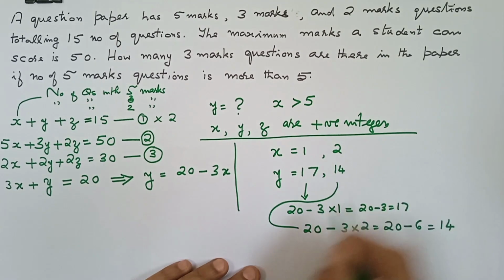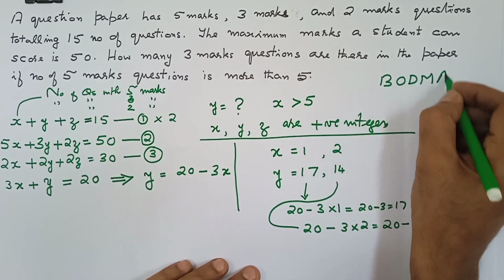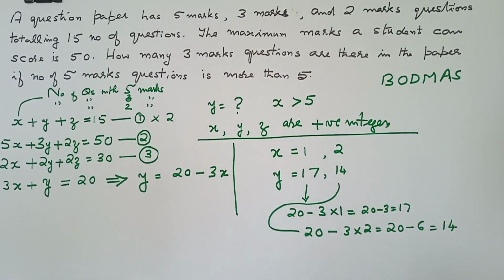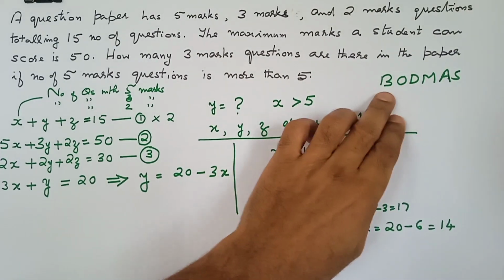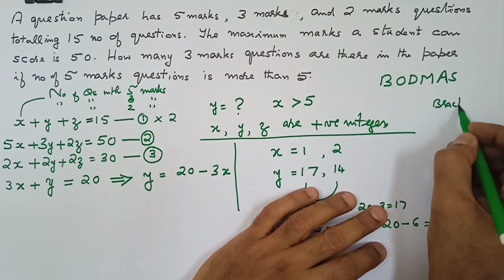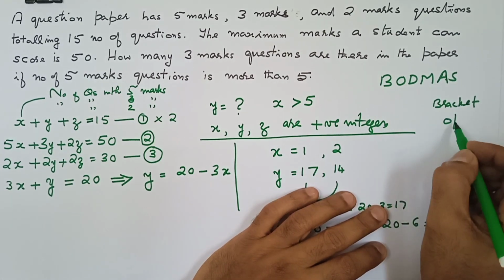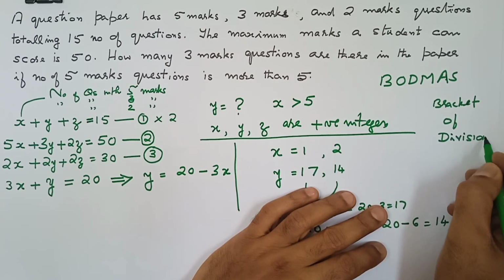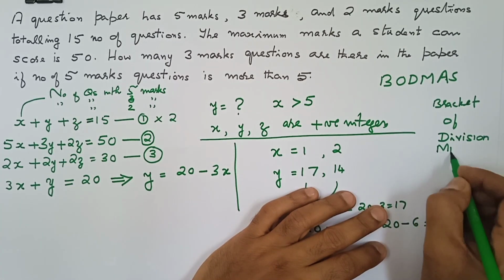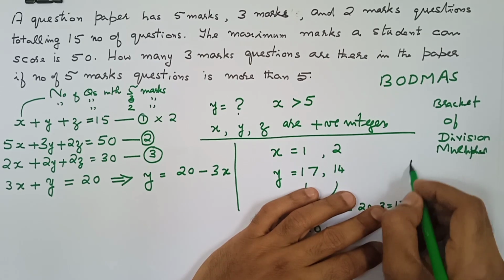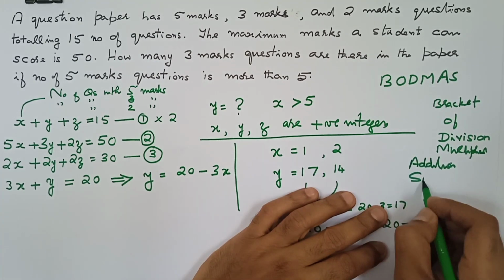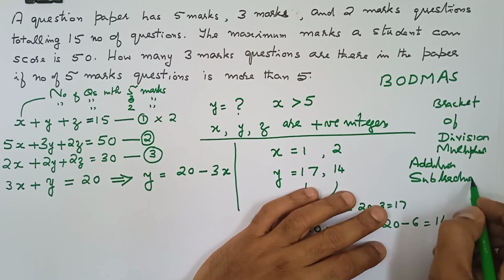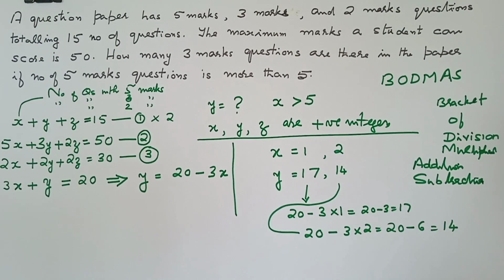There is a rule called BODMAS. When you have too many operations like this in a sum, you have to go in this order. First, I will write the expansion of this. B means bracket. O means of, which is basically a kind of into. D means division. M means multiplication. A means addition. S means subtraction. I hope you remember this. You studied it in lower classes.